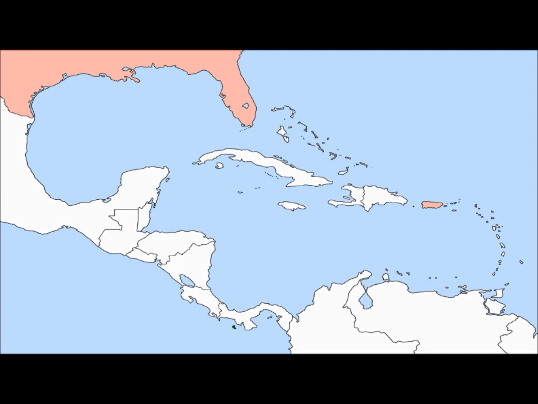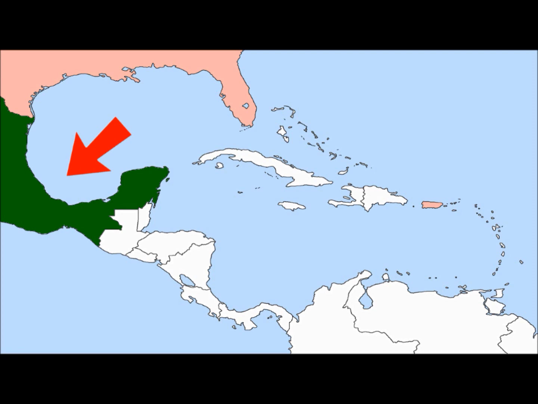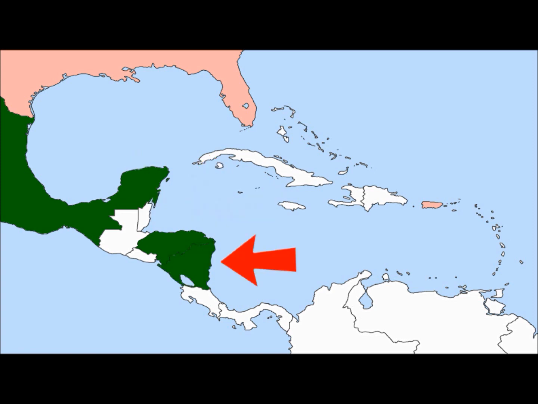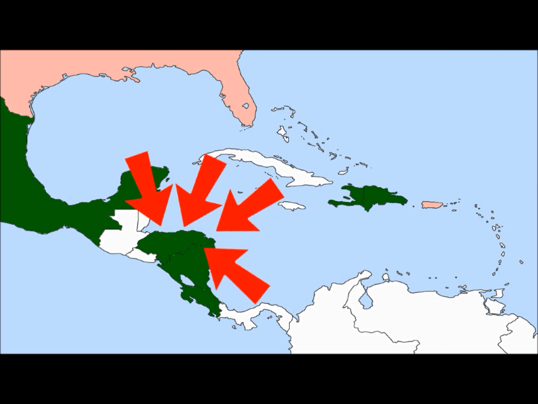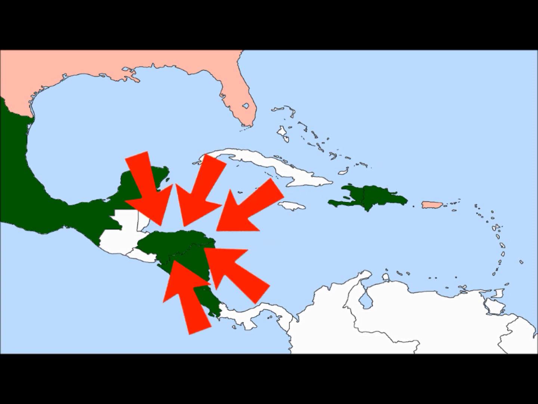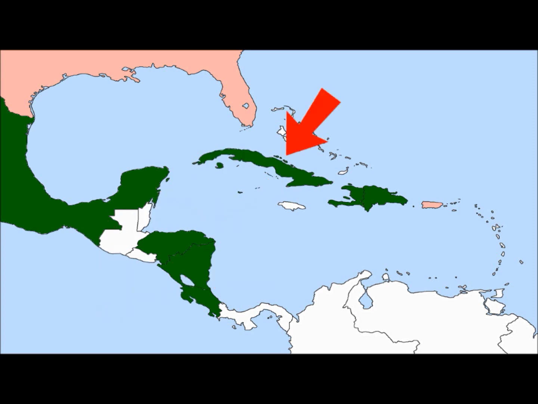Right in America's backyard, there have been quite a few invasions. We invaded Mexico in 1846, Honduras in 1903, Honduras again in 1907, Honduras again in 1911, Nicaragua and Honduras again in 1912, Haiti in 1915, the Dominican Republic in 1916, Costa Rica and Honduras again in 1919, Honduras again in 1924, Honduras again in 1925, Cuba in 1963, Grenada in 1983, and Panama in 1989.